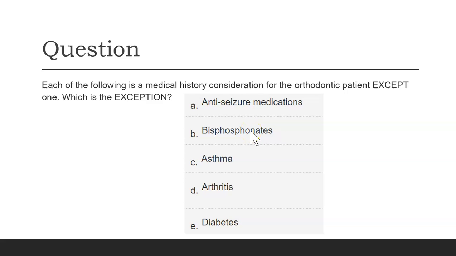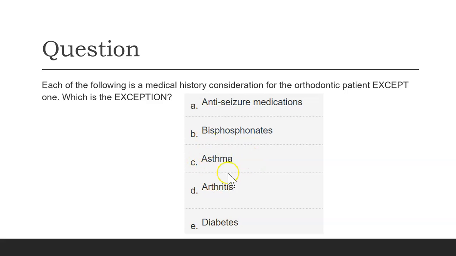Bisphosphonates are also important because if you remember from pharm, bisphosphonates affect the bone. So it affects the osteoblast and osteoclast activity. So bisphosphonates and bone is important. So bone and ortho go hand in hand, because when you have ortho, your bone is being shifted and formed and reformed. Asthma is also important because with asthma, your clients are using a corticosteroid, or probably taking a corticosteroid. And when you take a corticosteroid, you can get candidiasis, you can get thrush, you can get decreased salivary flow, you can get increased calculus, you can get gingivitis, you're more prone to getting periodontal disease.